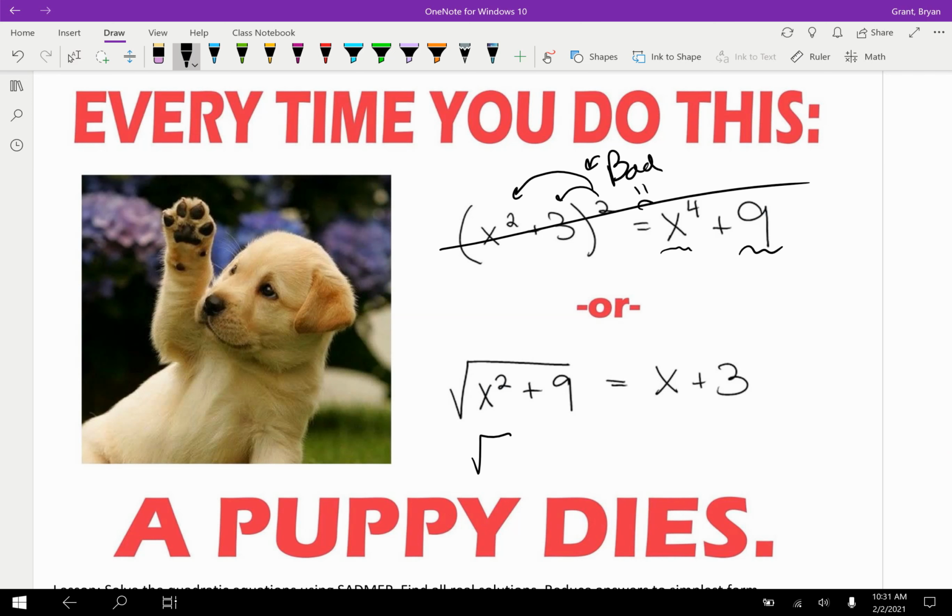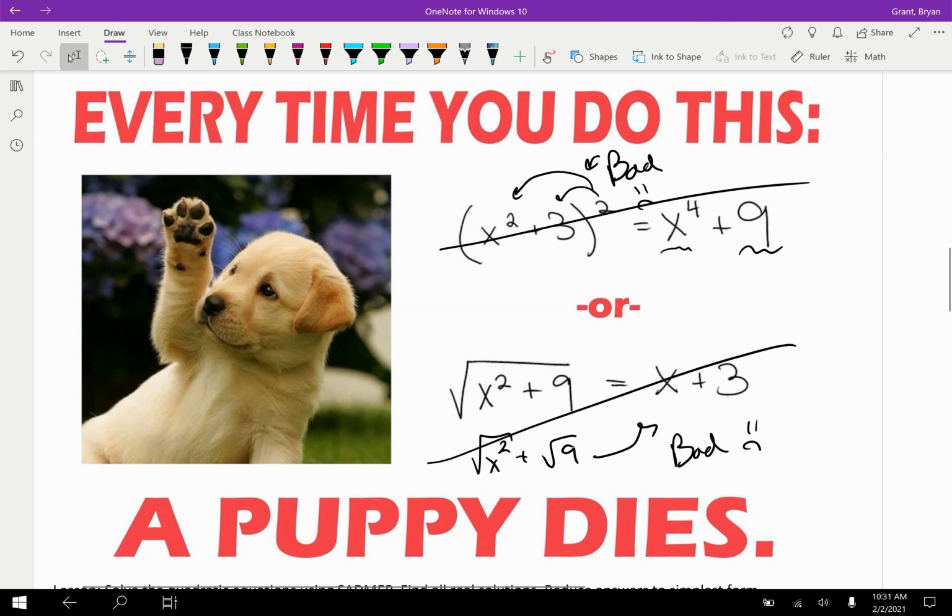What they've done here is they distributed the square root to each of these pieces. Square root of x squared is x. Square root of 9 is 3. That is bad. If there is addition or subtraction, you cannot distribute a square or a square root. Don't try it. Don't do it, because not only will you get your problem wrong, you will also reduce the population of the world's puppies. And this guy's adorable. Look at him over there. Yeah, we want to keep him happy and alive.